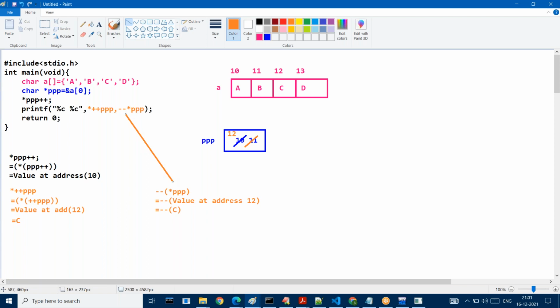Here again, minus minus and star PPP. One is pre-decrement, another is indirection star. Who has high precedence? No question of high precedence. Associativity will come into the picture, so we go for right to left associativity. As per right to left associativity, first we bracketize the star PPP part.